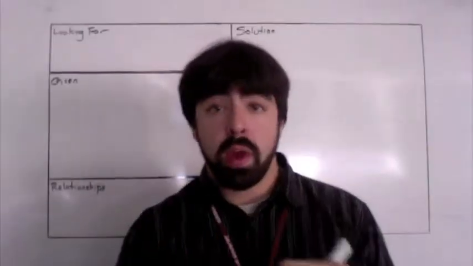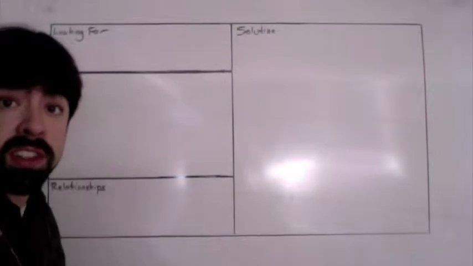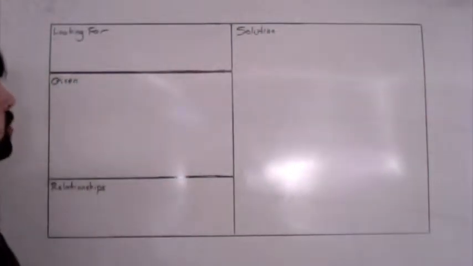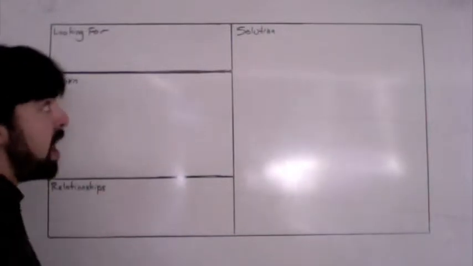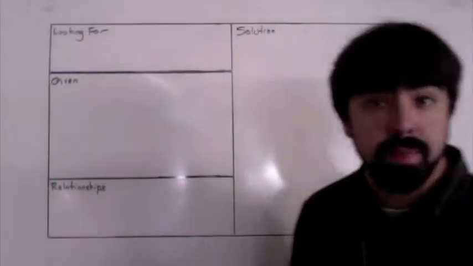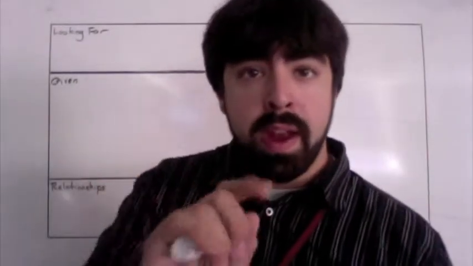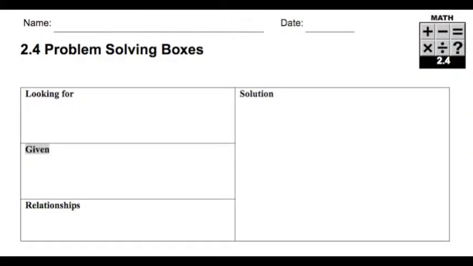So let's take a look at an example. So what I've drawn here on the board is what a problem-solving box looks like. It's got 3 sections over here on the left. You're looking for, you're given, and your relationships, as we just discussed. And it's got one bigger side over here that's for your solution. Now, take a look for a moment at what the boxes you'll be using look like. Exact same. I'm going to give these to you guys. You'll use them throughout the year working on problems.